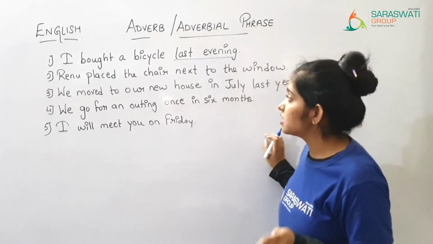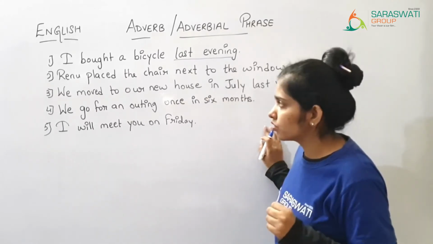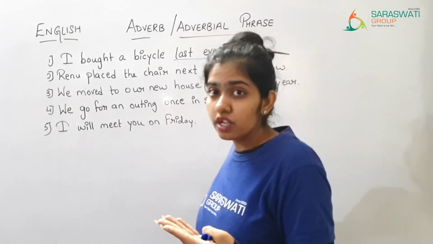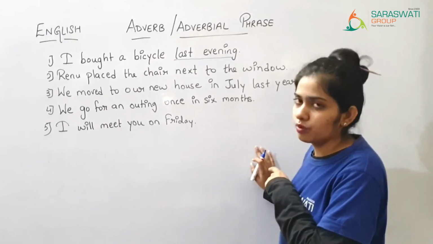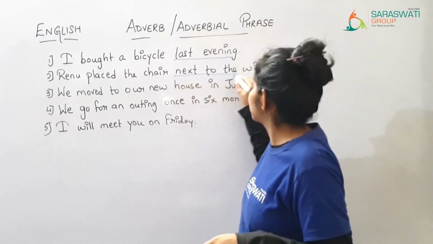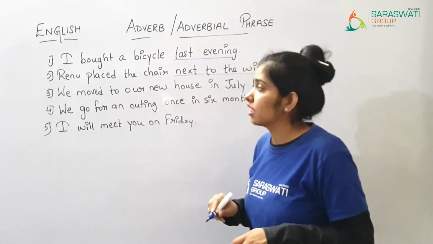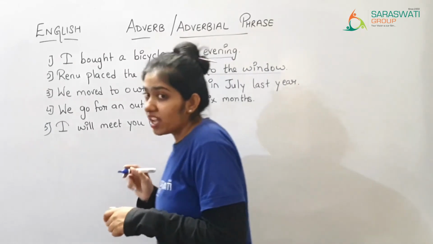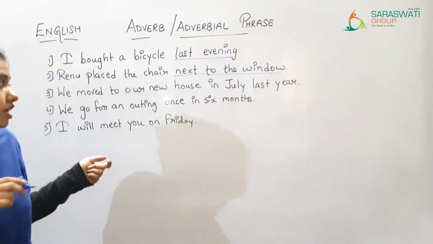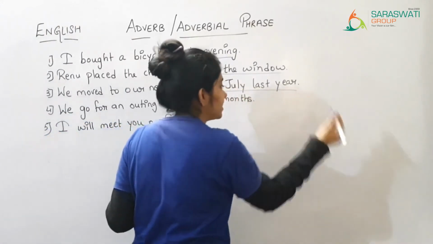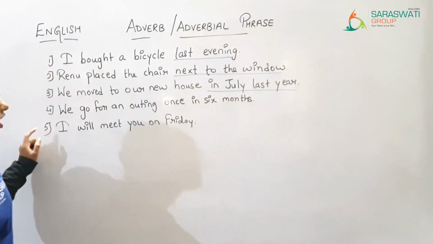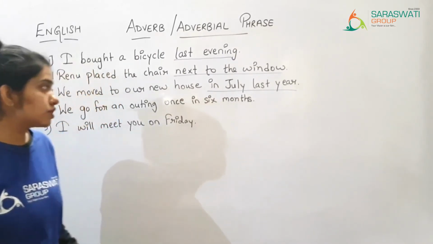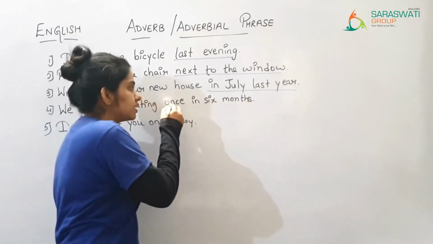Then, Renu placed the chair next to the window. Where did Renu place the chair? Next to the window. So your adverbial phrase is next to the window. Then, we moved to our new house in July last year. When did we move to the new house? In July last year. We go for an outing once in 6 months. When do we go for an outing? Once in 6 months.